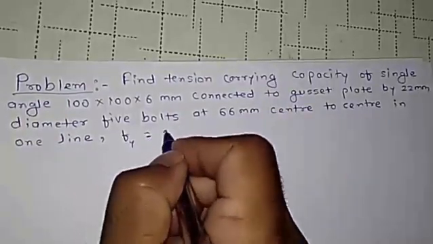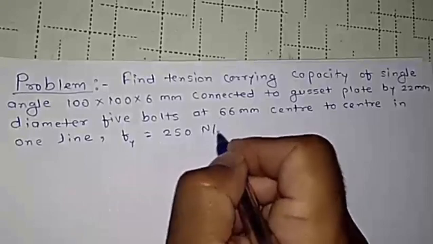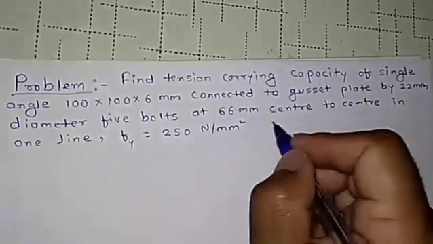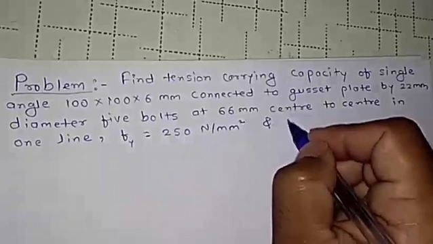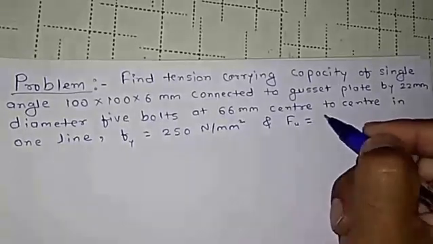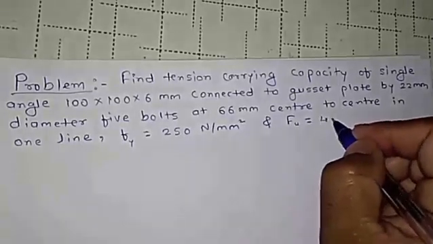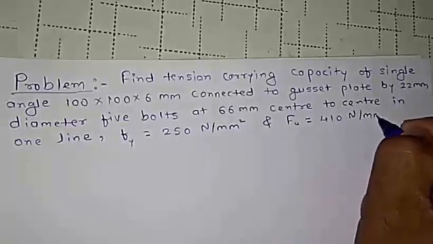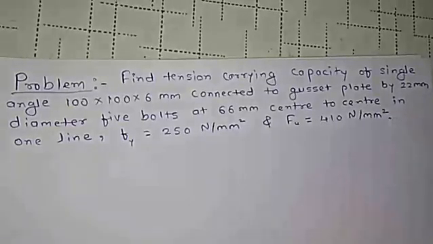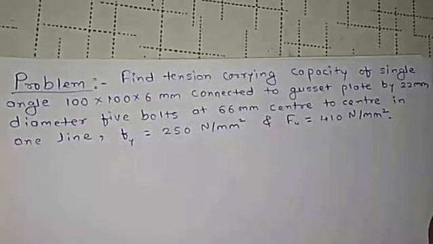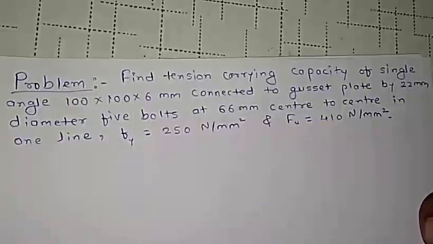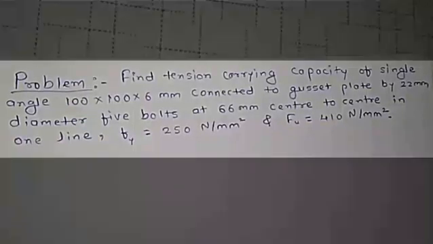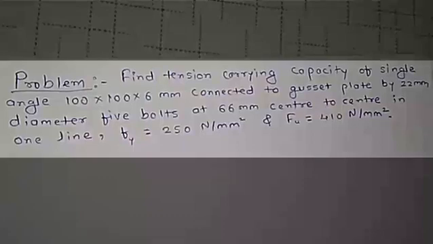Fy equals 250 Newton per mm square and Fu is 410 Newton per mm square. So now we'll go ahead to the solution part. We need to calculate the tension carrying capacity.